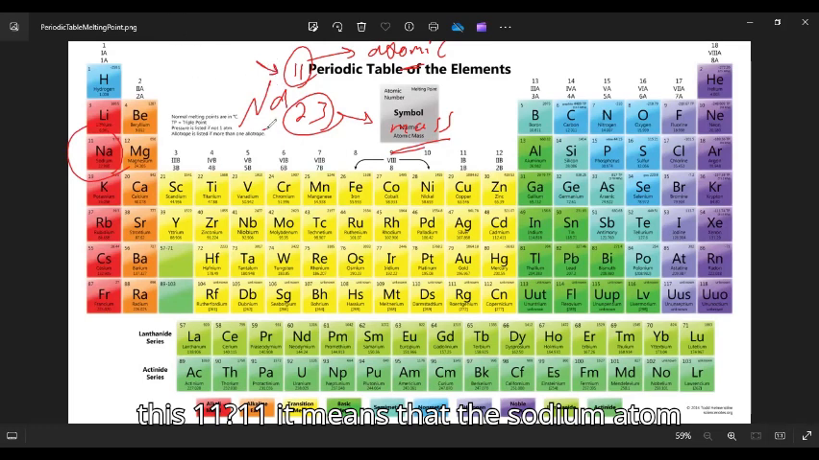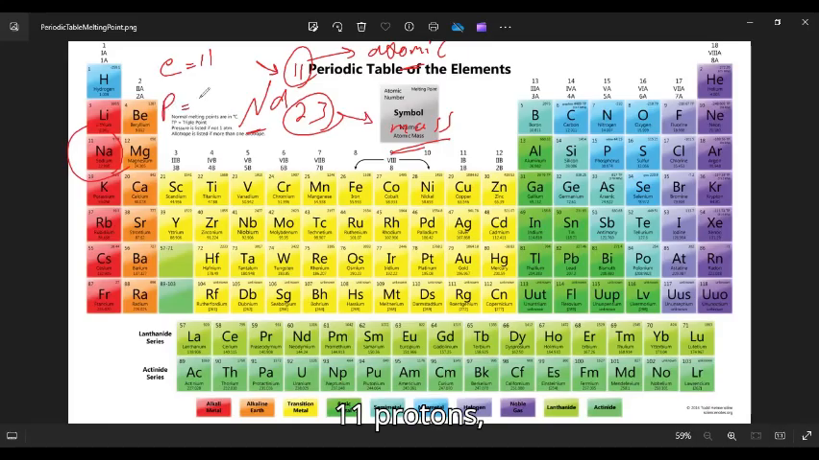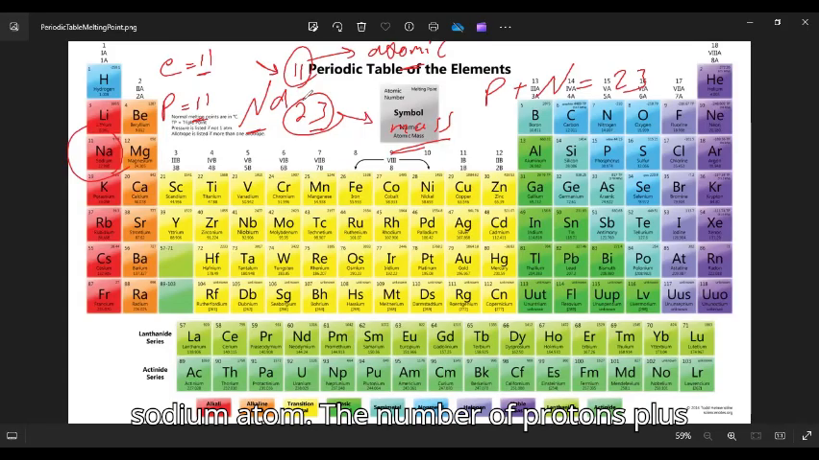11 means that the sodium atom has 11 electrons and 11 protons. 23 means that the number of protons and neutrons together equals 23 inside the sodium atom. The number of protons plus the neutrons equals 23.